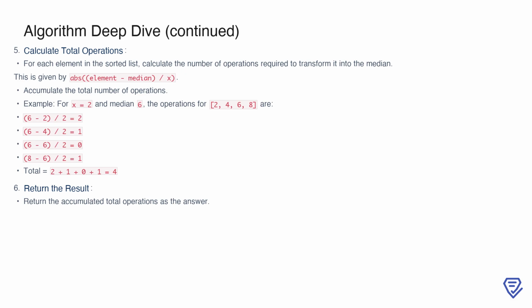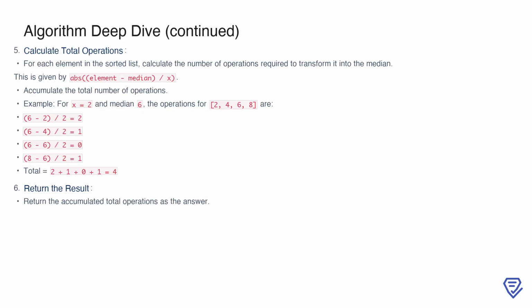The median is critical because it minimizes the total sum of absolute differences. This is a well-established result in mathematics. Aligning all values to the median requires the fewest adjustments. For instance, in the sorted list [2, 4, 6, 8], the median is 6 if divisibility by x allows it.